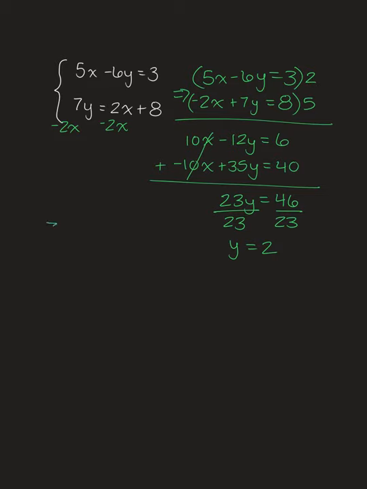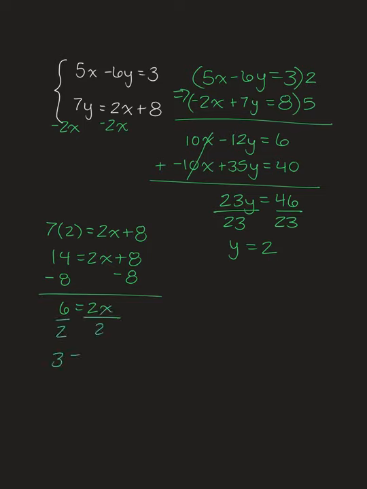So I'm going to do the second one. So I will get 14 is equal to 2x plus 8. Subtract 8 from both sides. You will get 6 is equal to 2x. Divide by 2, and x is equal to 3. So the coordinate point of your solution is going to be (3, 2).